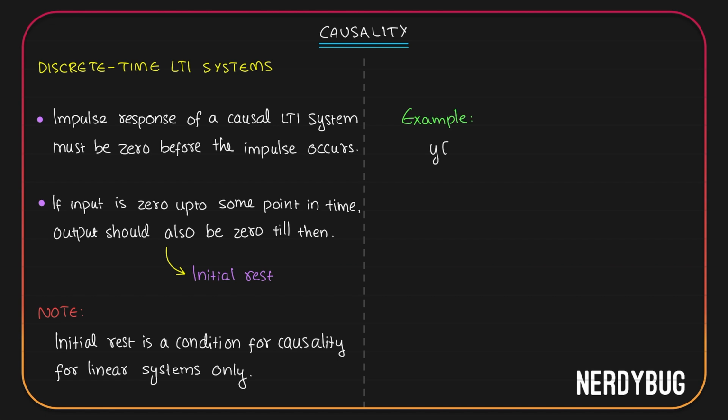I'll take a discrete time system that we have dealt with before. y of n is equal to 2x of n plus 3. We have learned that this is non-linear. Here we can clearly see that y of n is not equal to 0 when x of n is equal to 0. It will still have a value 3, but the system is still causal.